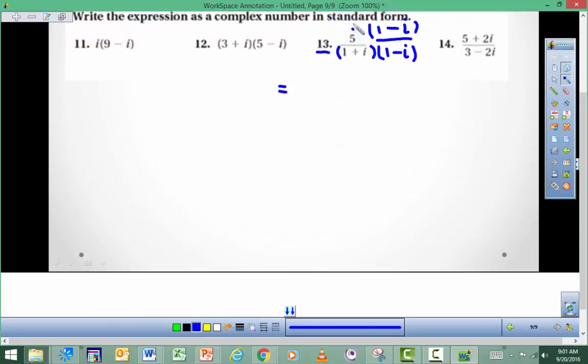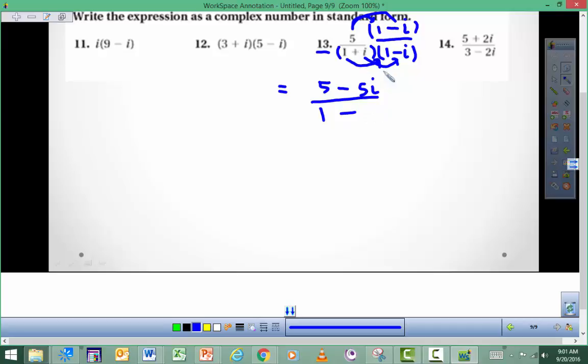So if we simplify the numerator, it would be 5 times 1 gives us 5. And 5 times negative i, minus 5i. And then in the denominator, we're going to multiply the first times first, which gives us 1. And then I don't even care about the middle terms because they're going to subtract off, right? And you're going to get a negative i and then a positive i, and they subtract off. So let's move to the last times last. It's going to be minus i times i, which is i squared.